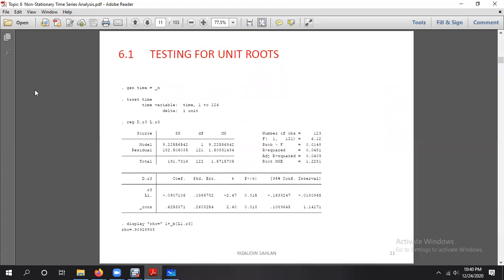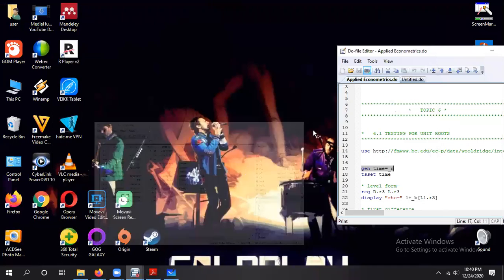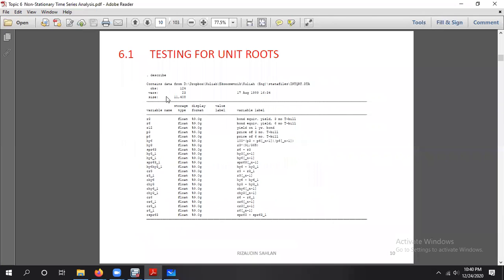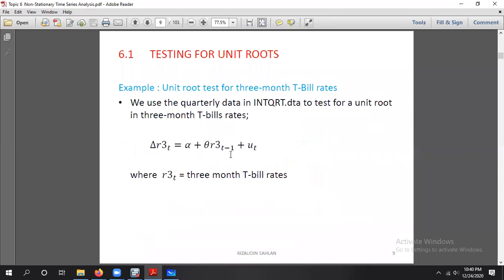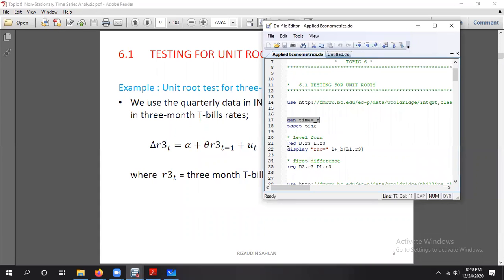After we have generated the time variable, we regress based on this model. We use the reg command, regress by OLS. Type reg D.R3, which refers to the difference of R3, and regress on R3 lag 1, L.R3.